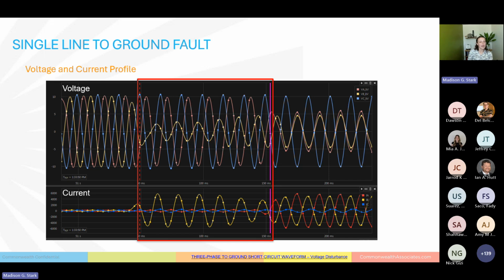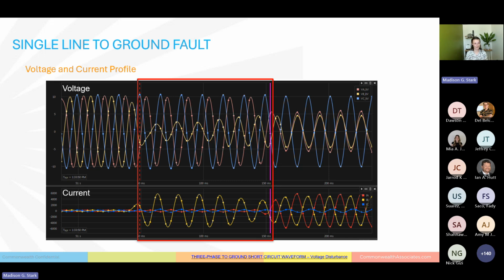And this is getting into the actual waveforms. So when we're looking at our system has a fault, what is actually happening to those waveforms as the fault occurs? All the way to the left here, this is your three-phase steady state voltage, and this is your three-phase steady state current. Right at this line right here is where the fault occurs.